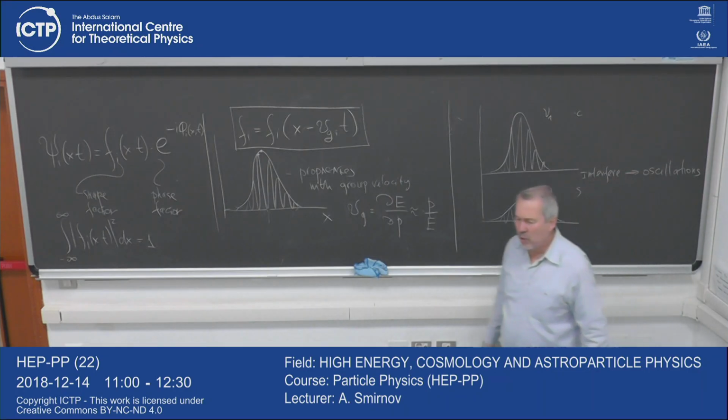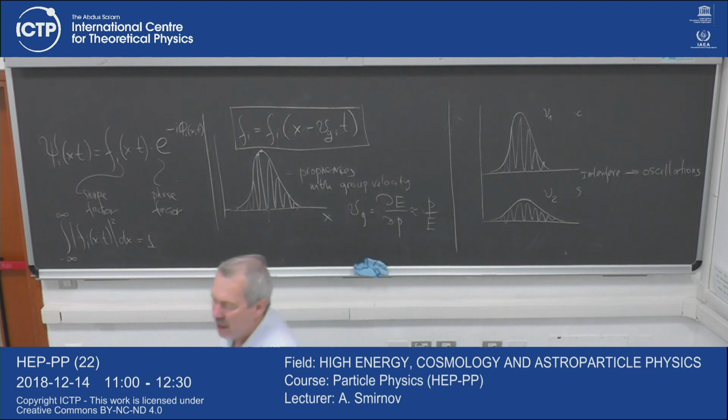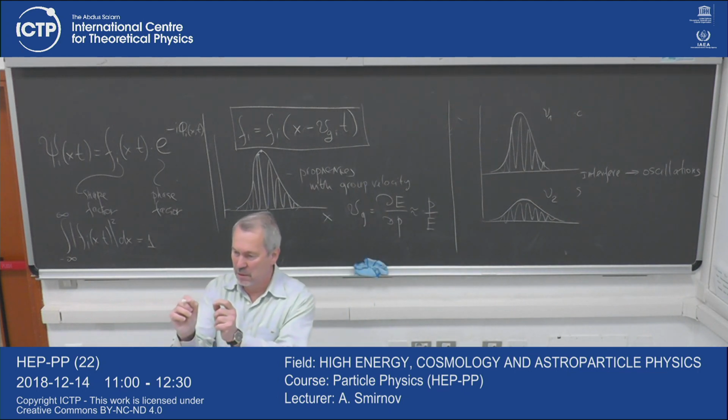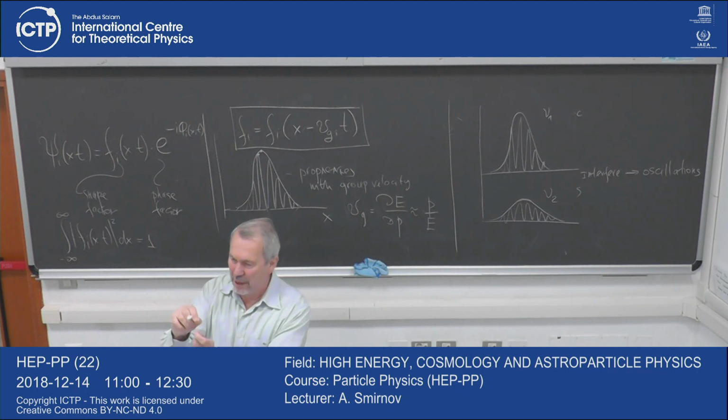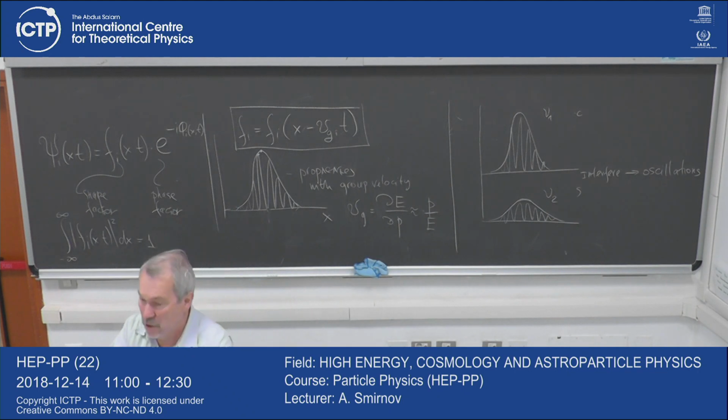Let me tell you now, in most of the textbooks, you will find either a point-like description, but this makes no sense, because if nu1 and nu2 are just point-like objects, then because of the difference of masses, they have different group velocities and they stop overlapping. There are no oscillations, right? There is no overlap, there is no interference, there are no oscillations.